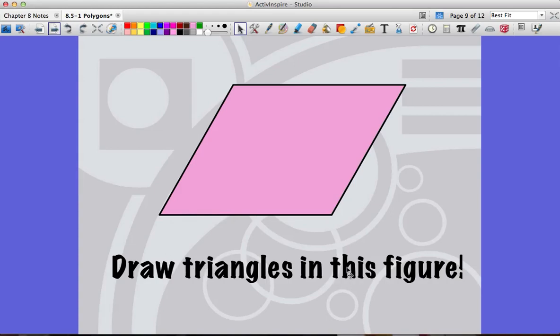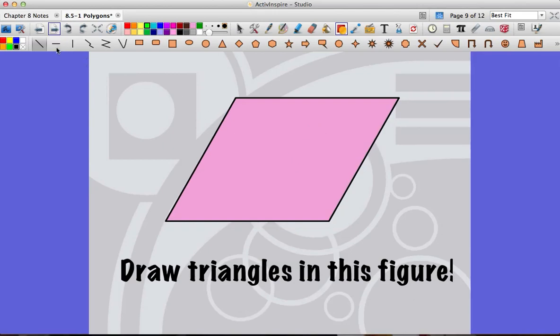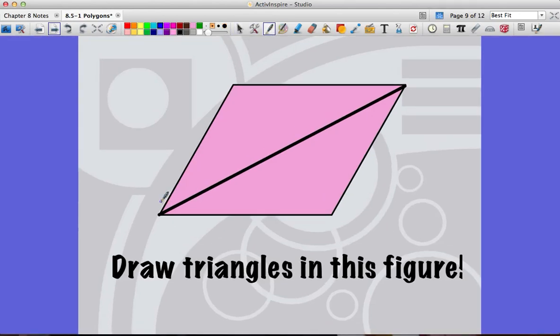Alright, so when you draw triangles in this figure, you can only start at one corner and go to another corner. So in this case, I'm going to start at this corner. I can't go from here to here because that's already a side. I can't go from here to here because it's already a side. But I can go from here to here. Now what a lot of students like to do is draw from here to here, but you can only start at one corner, and I chose this corner. So I have one triangle here and a second one here.